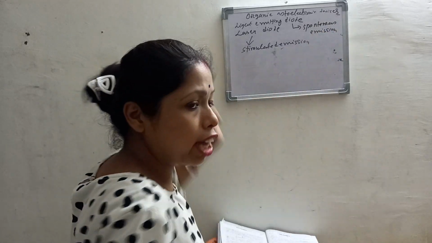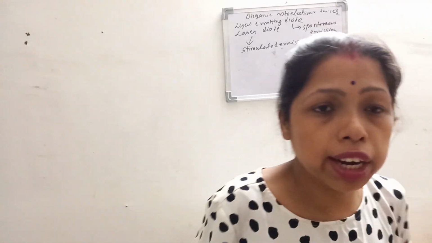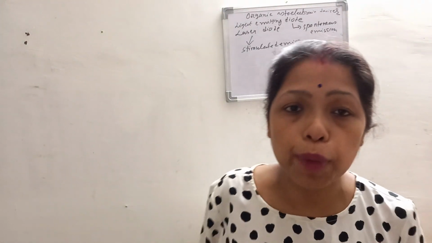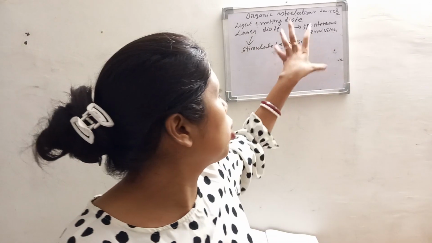Stimulated means at the same time we can get multiple photons in the case of stimulated emission. So the laser diode is mainly used for high power applications. If you want to produce high power, in that case we can use the laser diode. And the light emitting diode is mainly used as a transmitter in the optical communication system, right?